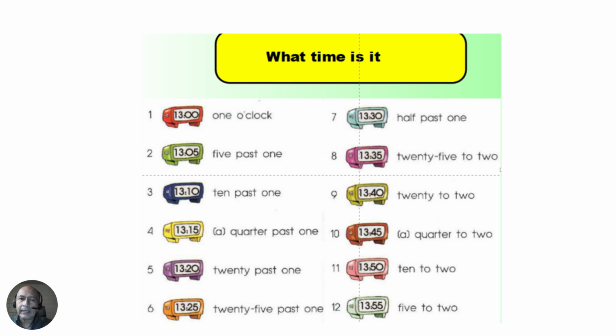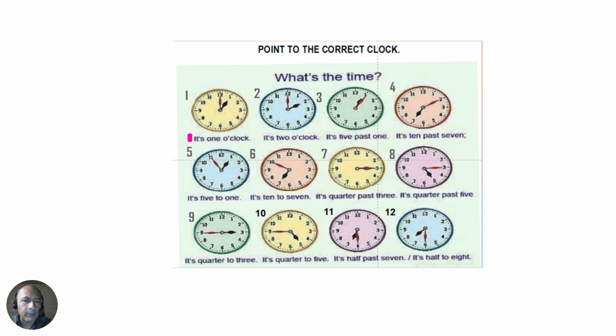Now let's look at 7, 8, and 9. We have 1:30, half past 1. We have 1:35. We will say 25 to 2. We need 25 minutes for the next hour. In clock number 9, we have 1:40. So we would say 20 to 2. We need 20 minutes for the next hour. Very good. Let's look at some other examples.